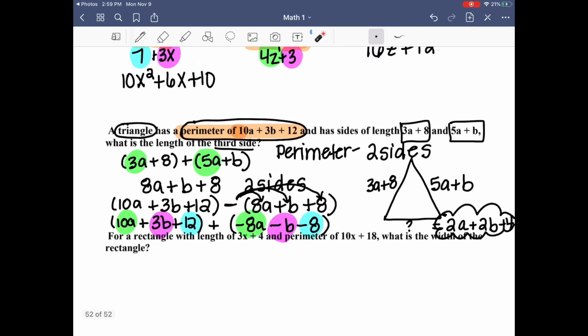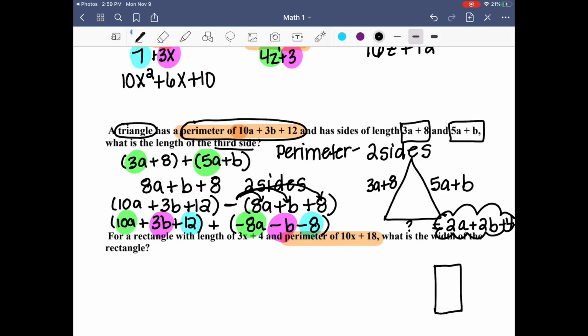All right, so for this one, for a rectangle, I have a length of 3x plus 4, and I have a perimeter. So again, they have given me the perimeter. So they're going to be asking us to work backwards. What is the width of the rectangle? So let's look at this and let's think about this logically.